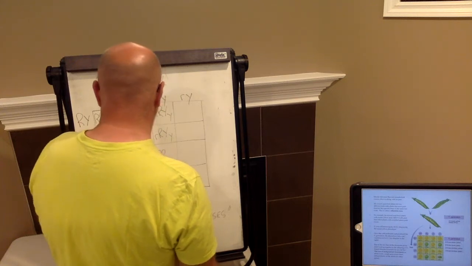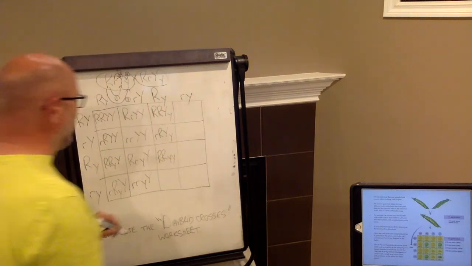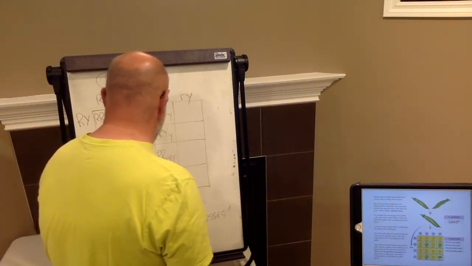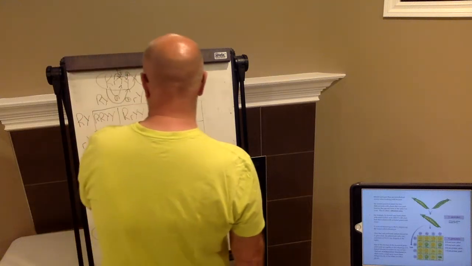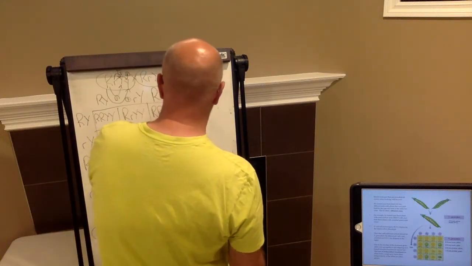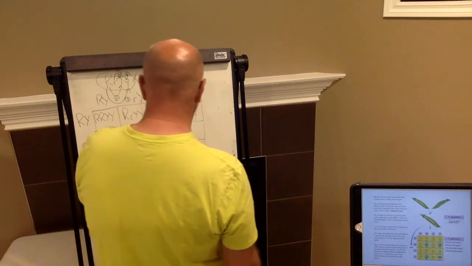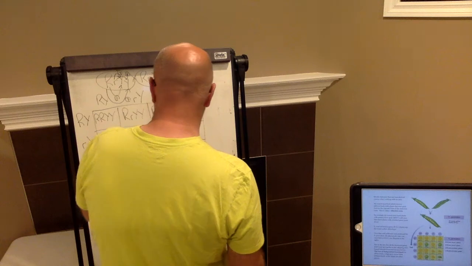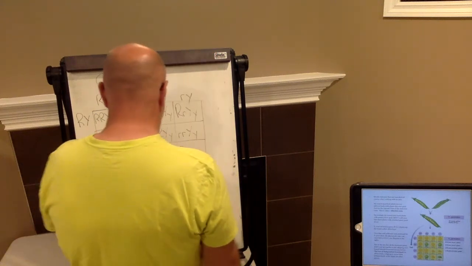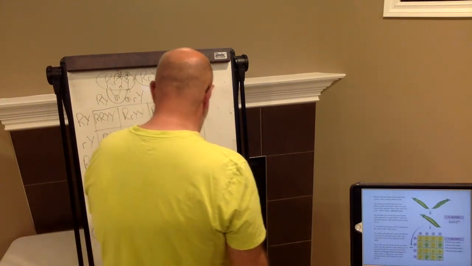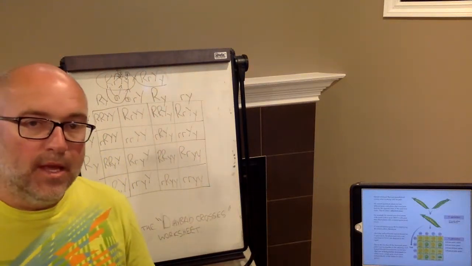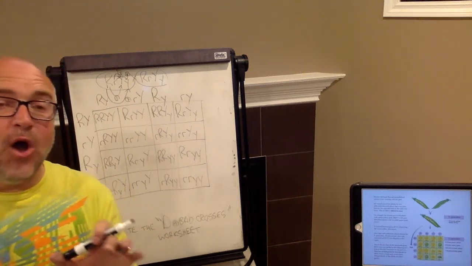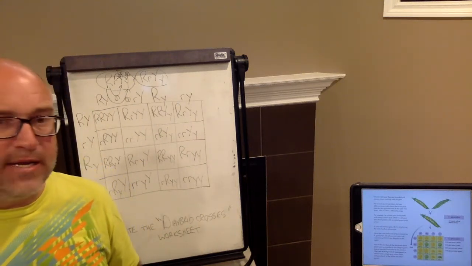Big R, I'm just going to keep saying it so I don't. Capital R, little y, little y. Little r, capital R, little y. And then I've got capital R, capital Y, little y. Little r, capital Y, little y. Capital R, little y, little y. And then I've got little r, little y, little y. There you go. There we go. So now that's all of my combinations in the Punnett square.